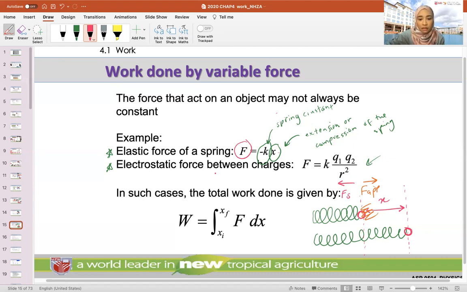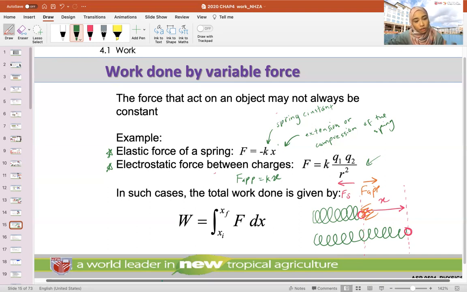So what is Fs? Fs is minus Kx, and F applied will be Kx. Okay, so F is minus Kx. F applied, which is what I'm exerting on the spring, is going to be Kx. They will be equal because this is Newton's third law. I apply 10, the spring also applies 10 back to me because it doesn't want that. It wants to restore back to its original position. And how does it do that? It has to apply the same amount of force to overcome the force that I am exerting.